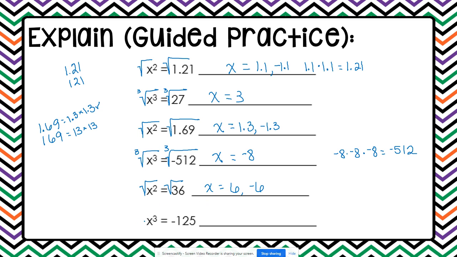For x cubed equals negative 125, I would need to get x by itself by finding the cube root of each side. Well, the cube root of x cubed is just x. And the cube root of negative 125 is going to be negative 5. And I know that that's true because negative 5 times negative 5 times negative 5 equals negative 125.